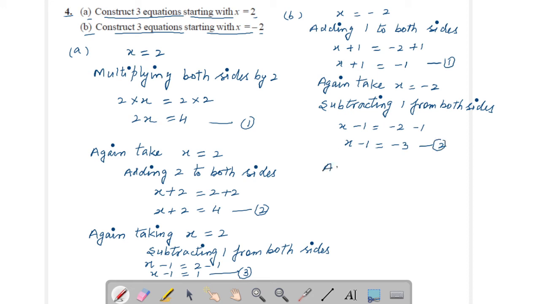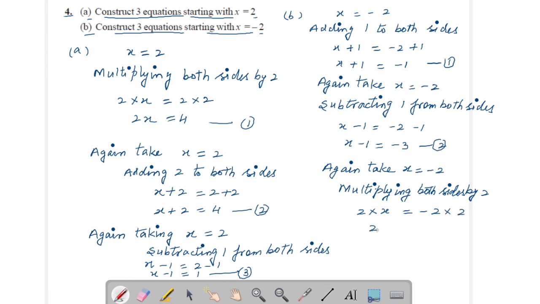Again take x is equal to minus 2, multiplying both sides by 2. What will you get? 2 into x equal to minus 2 into 2, or 2x equal to 2 to the 4, it is minus 4. This is your third equation.